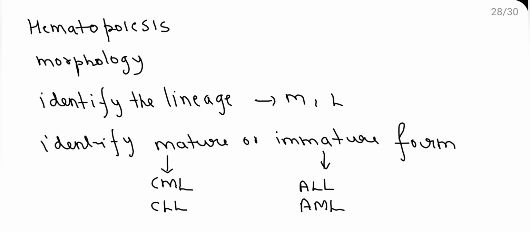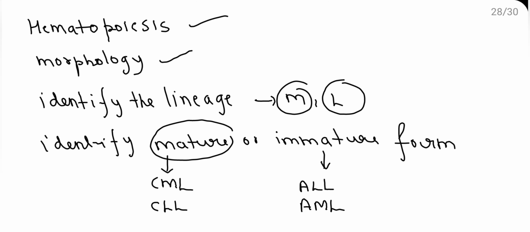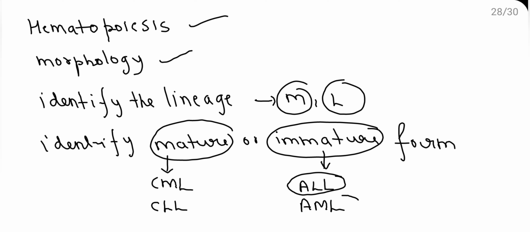Just to summarize, to identify a leukemia, you need to know hematopoiesis and you need to know the morphology. When a slide is given, you have to identify the lineage, whether it is myeloid or lymphoid. After identifying the lineage, you have to see whether you are seeing mature cells or immature cells. If you see immature cells of lymphoid series, it is ALL. If you see immature cells of myeloid series, then it is AML.